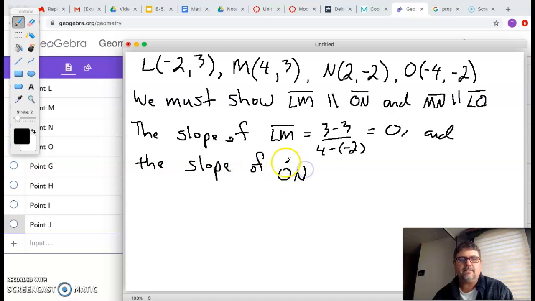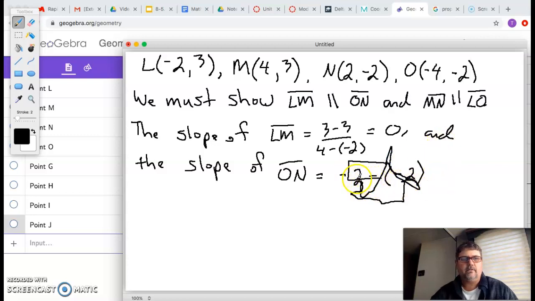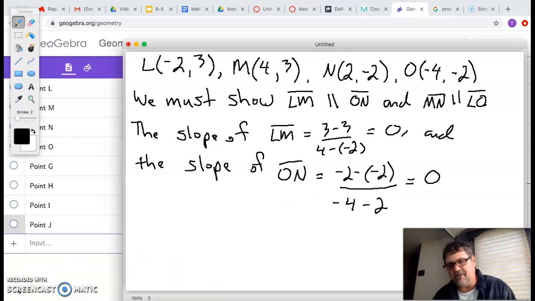And if this is getting messy, it's not as easy to write on this thing as it looks. What are we going to get for ON? -2 minus -2. Oh, come on. Sorry, I had to go fix that. If you push the button on this pen, somehow it just starts going haywire. So what I've done here is I computed the slope of ON, and I found that it was also 0. All right, so there needs to be another line here where we'll say, so.